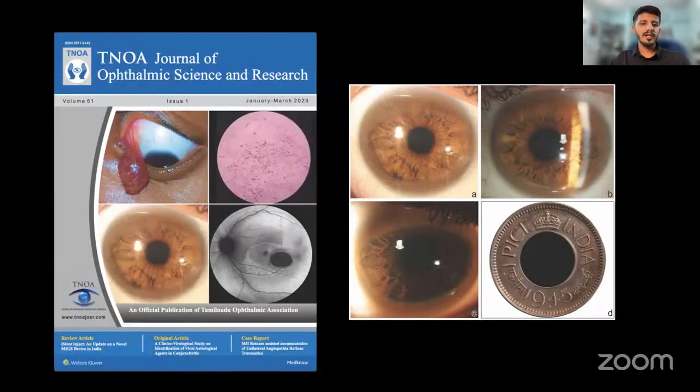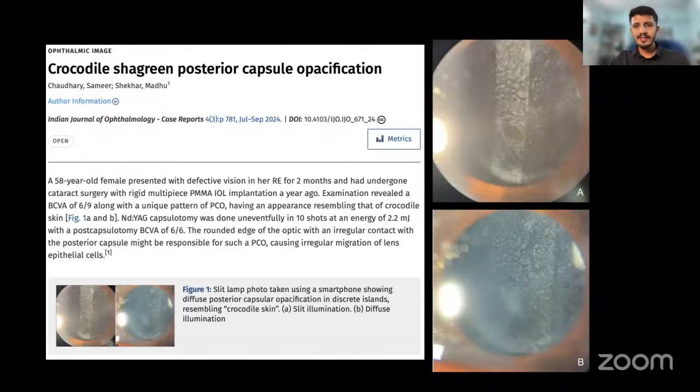This particular image also featured on the cover page of the JOSR journal in the January-March 2023 issue. Another case was one I saw when I was going to do a YAG capsulotomy for a particular patient, and these two images were taken using a smartphone. There was a very unique pattern of this PCO, which resembled crocodile chagrin of the cornea. So I titled it Crocodile Chagrin PCO, and it got published as an ophthalmic image in IJO case reports.